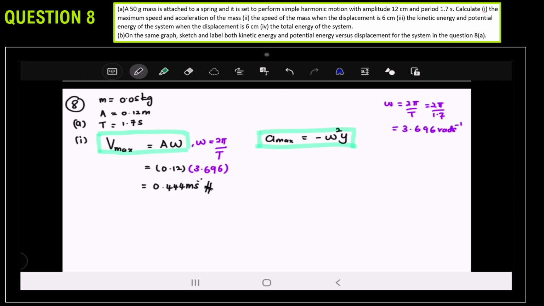How about the maximum acceleration? We have omega here, negative 3.696 squared, while y, what is y here? Remember, when y is equal to positive or negative A, which is the maximum displacement, which is the amplitude, at maximum displacement, the acceleration will be maximum.